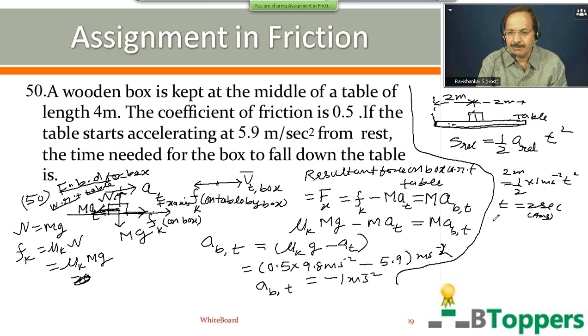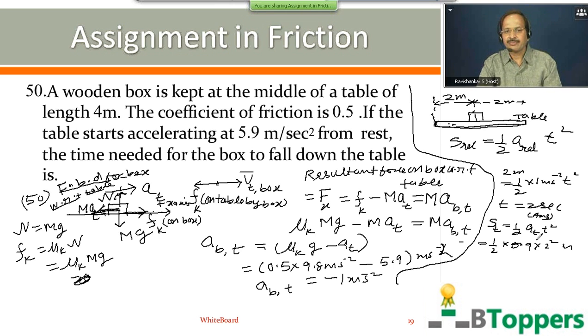In case you are asked to find the magnitude of displacement of the table when the box falls from the table, that is equal to half into the magnitude of acceleration of the table into t square. That is half into the acceleration of the table, 5.9 meter per second square, into 2 square. That you can simplify.